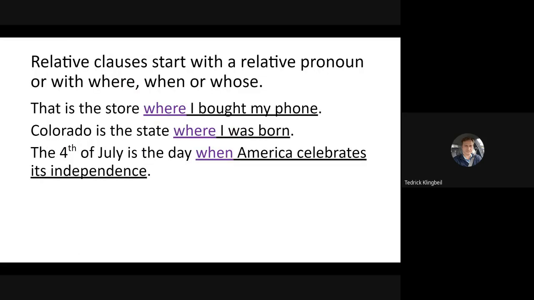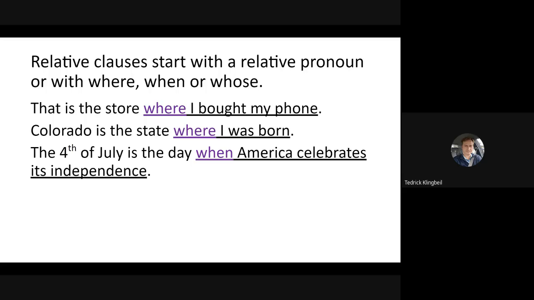Relative clauses start with a relative pronoun or with where, when, or whose, okay? You can say that is the store where I bought my phone, or Colorado is the state where I was born, or the 4th of July is the day when America celebrates its independence.